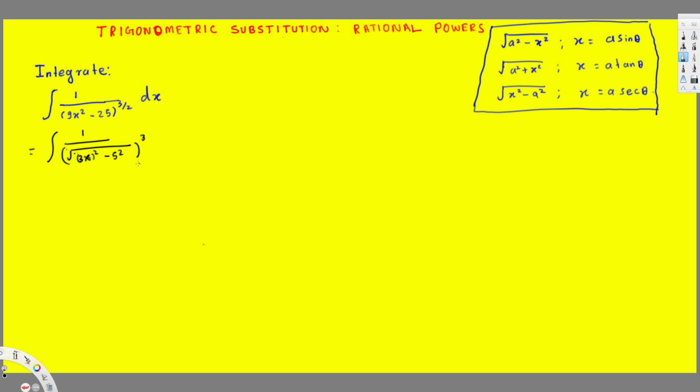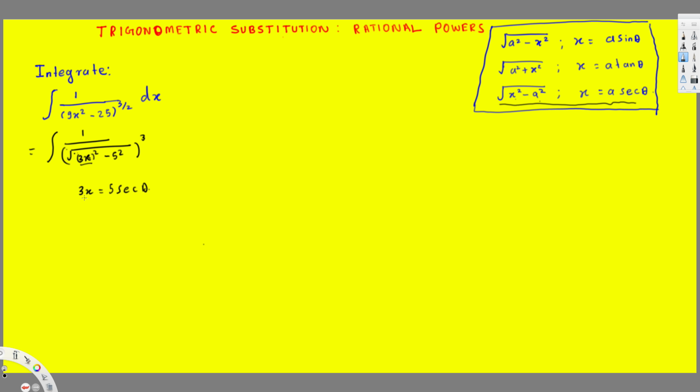Now we can do this trigonometric substitution. If you look at this, we have a variable minus a number. This one is number minus variable, and this one is variable minus number. So this is the one we need to use. First of all, we have 3x, so 3x is going to be equal to a sec theta. A is the number, here we have 5. So that's going to be equal to 5 sec theta, right?